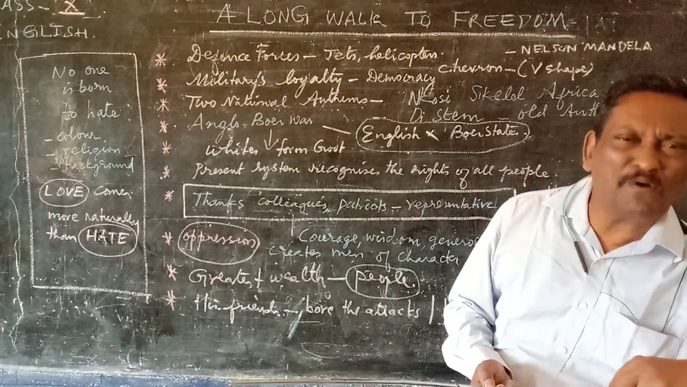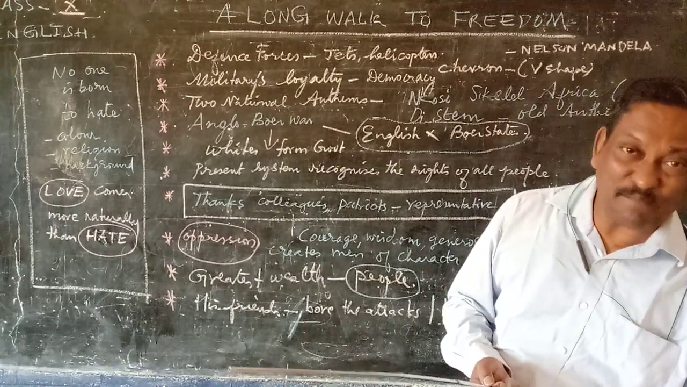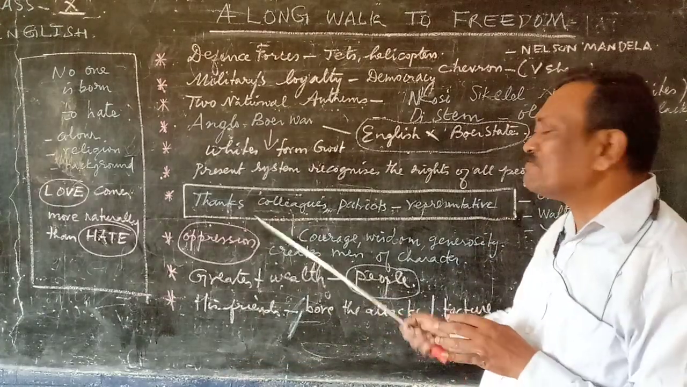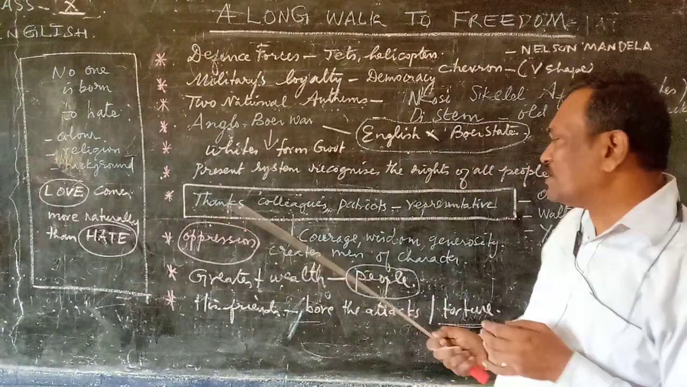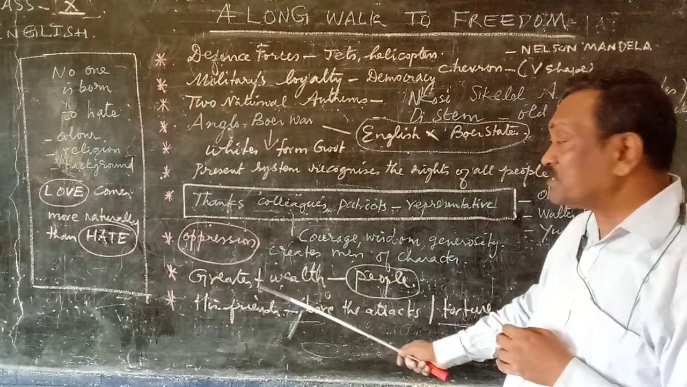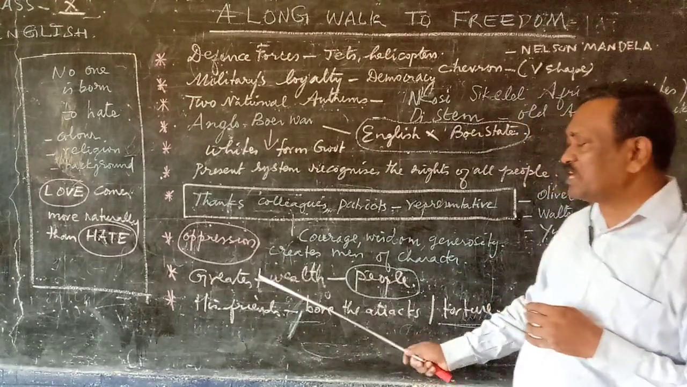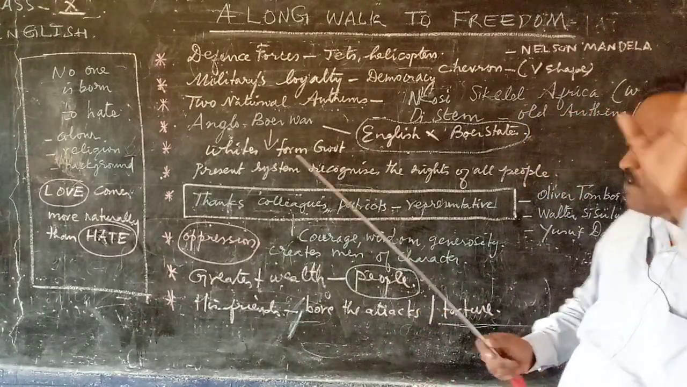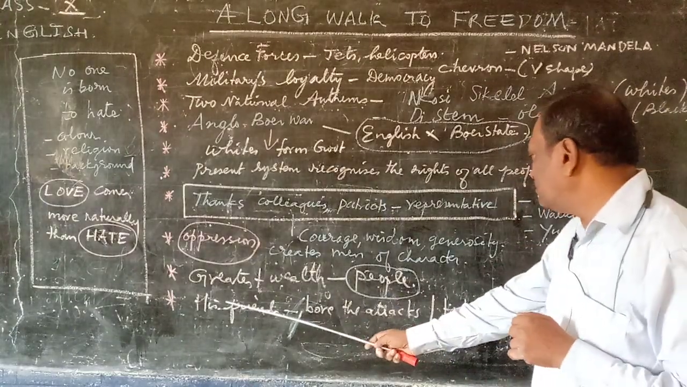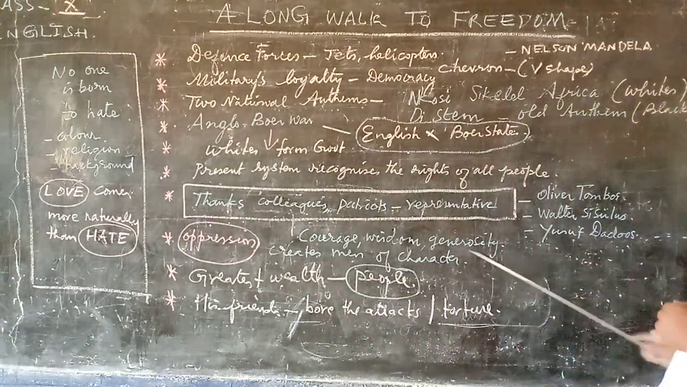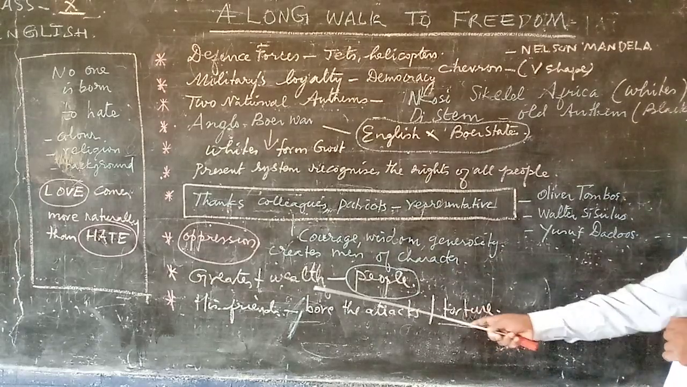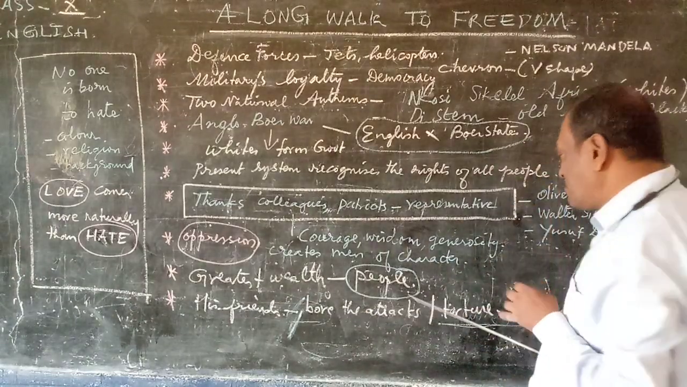They are more important to me than diamonds or minerals or whatever metals may be available in the country. So this is a point to be noted. Greatest wealth is nothing but the people of a nation. And then he also mentions, as I have already discussed, his friends stood as an example for patience.